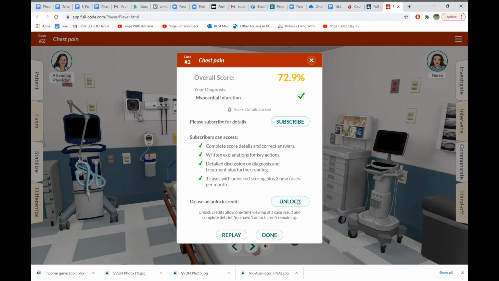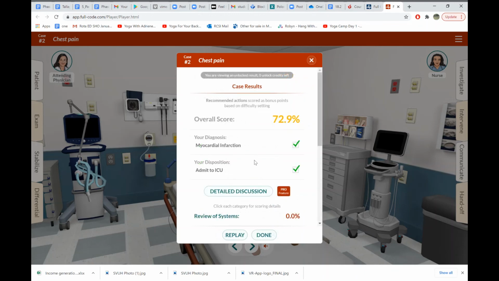So we can use an unlock credit. Now I've actually paid for the pro version of this, but there's a problem with how it's loading up on a laptop compared to on a different laptop, which is a problem with FullCode, obviously. But anyway, we get 72.9, which is pretty good, or it looks pretty good anyway. We'll unlock the credit and see what happens.